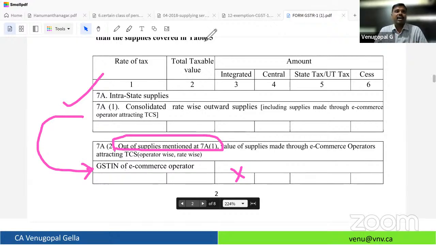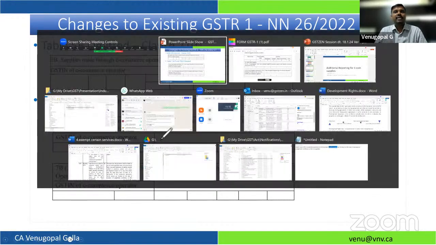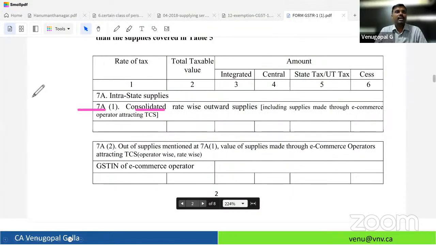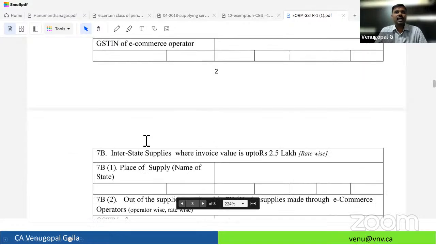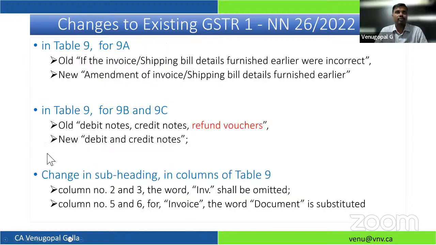Now, even here, they have made the change. They have now first dropped 7A2 and 7B2. Basically, what was my 7A? 7A was intrastate supplies. 7B is interstate supplies. So in both the tables, they have dropped 7A2 and 7B2, expecting that the e-commerce reporting is elsewhere and not here. This is another change that needs to be borne in mind.